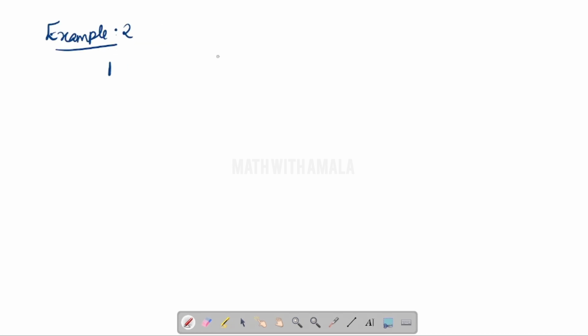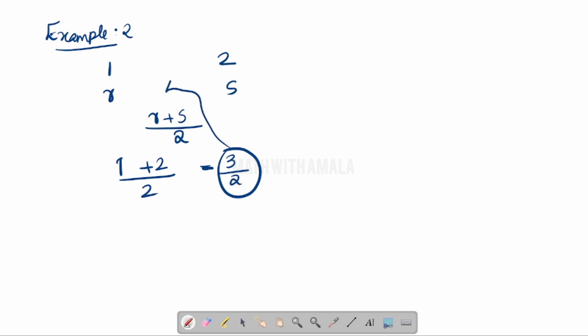The next example, example number 2, here we have to find 5 rationals in between 1 and 2. 1 and 2 are again rationals. So in order to find some values in between some values, we can use the arithmetic mean method, that is the first number plus second number divided by 2. So let's take R and S as 1 and 2. So R plus S by 2 is the mean, which is equal to 1 plus 2 by 2, which is 3 by 2, that is 1.5. It is clear that between 1 and 2 we have the number 1.5 or 3 by 2.